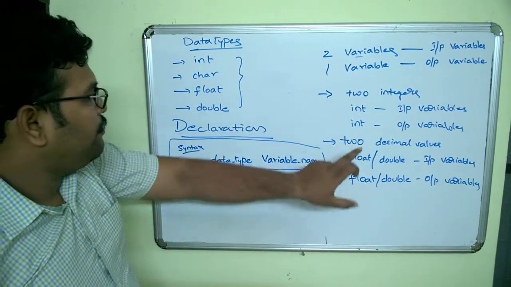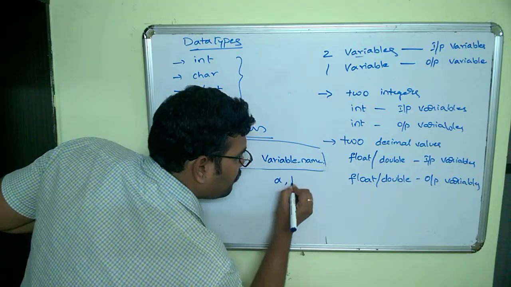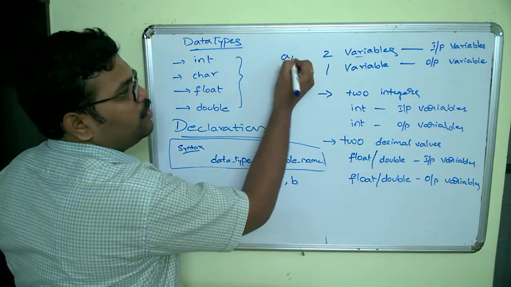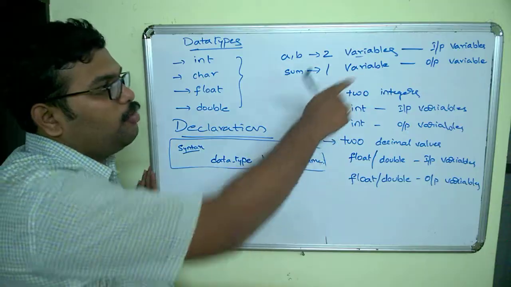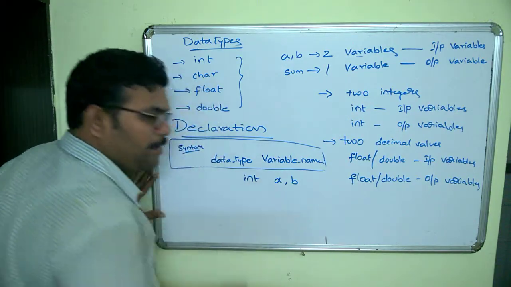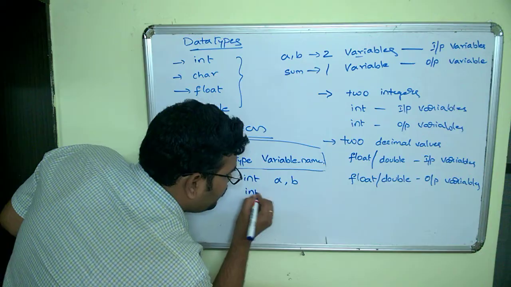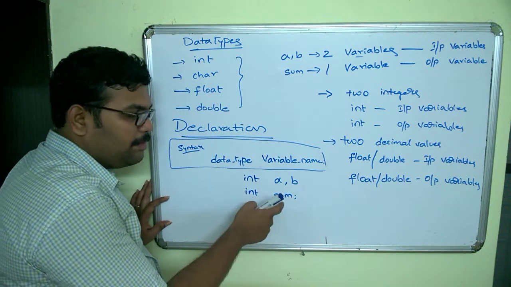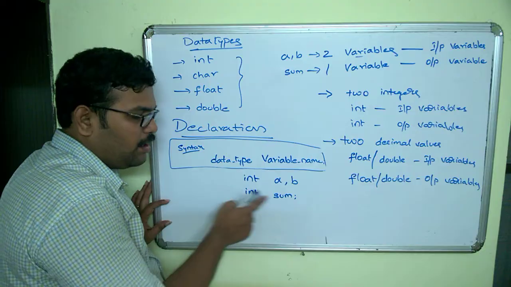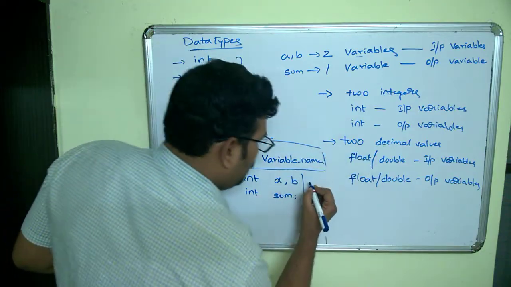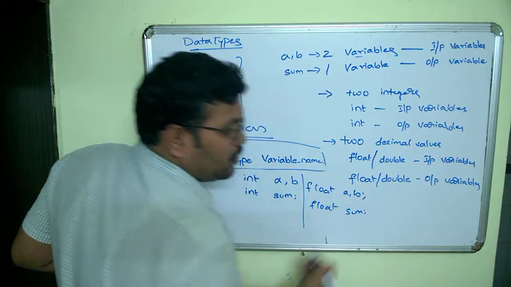So we have to give a variable name. Let us take A and B as the two input variables, and the result is sum. Sum is the variable name we are declaring for storing the output. So int A comma B declares two variables which hold integer values, and int sum declares the variable which stores the result, which is of integer data type. So we have to declare it as int. Or if we are using float, we can declare float A comma B and float sum.